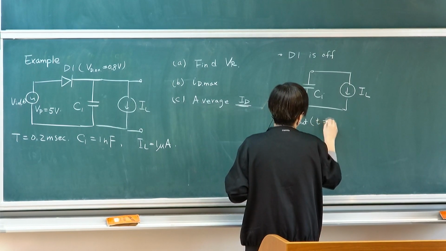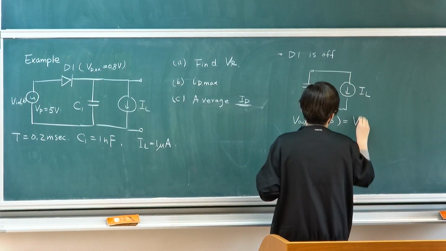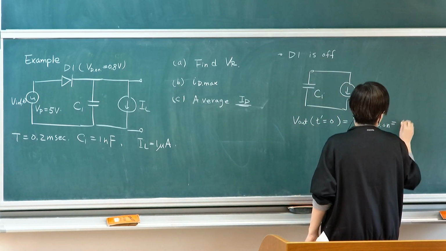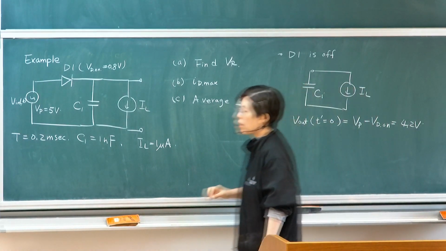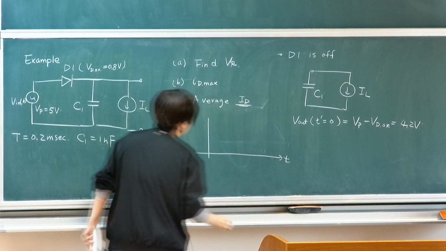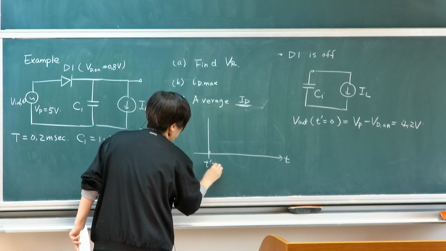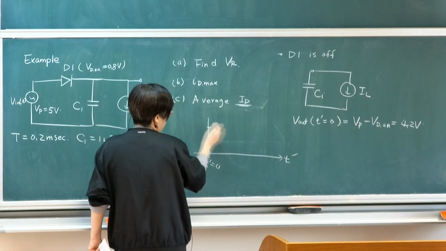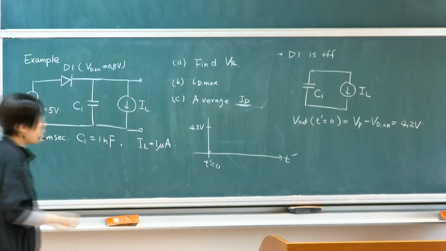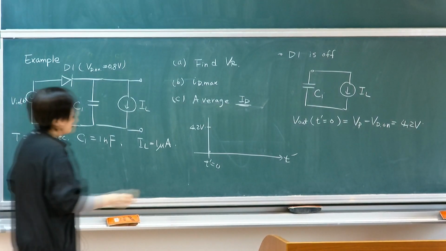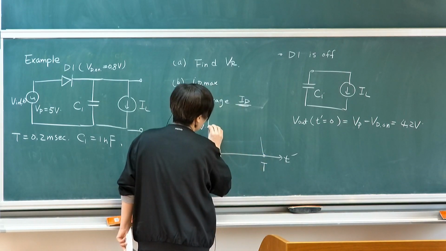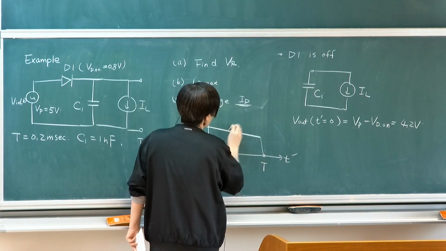V out at T prime equals 0. The peak level will be VP minus VD on, the same as before. In this case, it will be 4.2 volt. So you know that it started at 4.2 volt. If I'm drawing T prime, I'm only drawing the off cycle. It starts at T prime equals 0 at 4.2 volt, I'm rescaling. And then it's supposed to drop, right? Assuming a full cycle, what is the dropping rate?